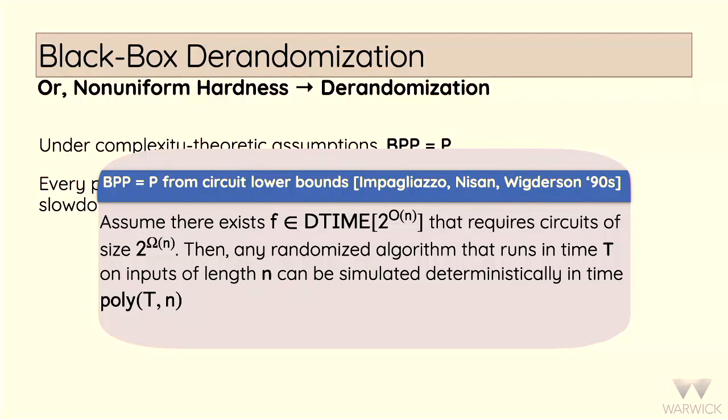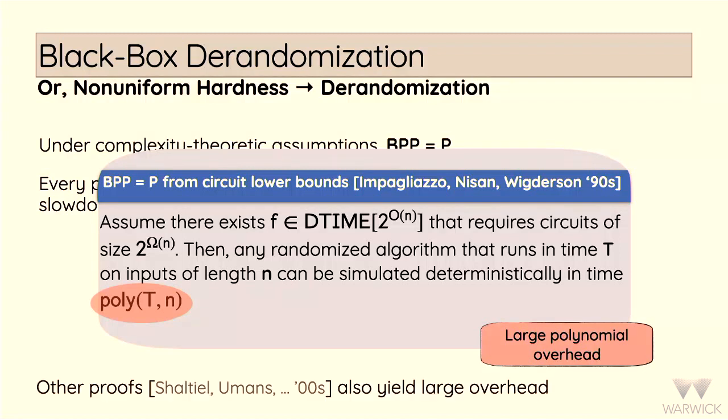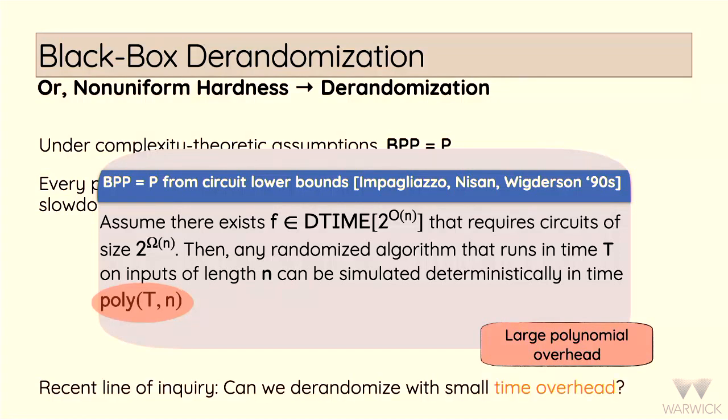This is great, but this poly is a large polynomial in classical works. And also in other more recent proofs, this poly is a large polynomial. And we want to do better, right? We want a recipe that translates randomized algorithms to deterministic ones, but doesn't blow up the running time. And this is a recent line of inquiry where we ask, can we de-randomize with small time overhead?